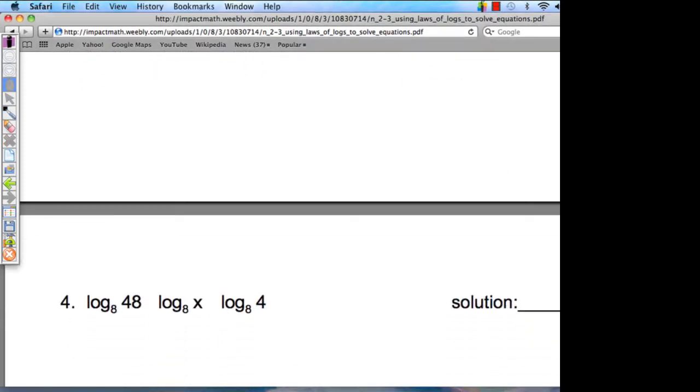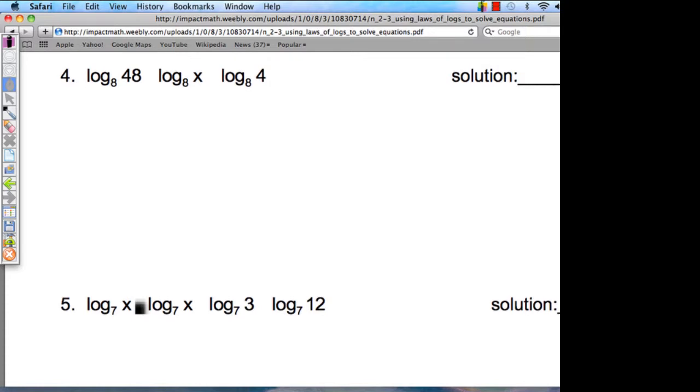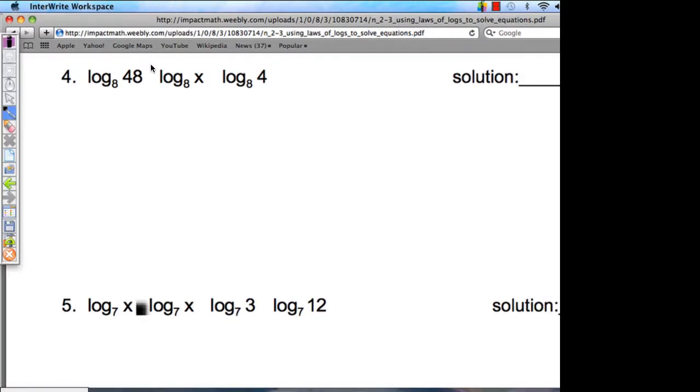Going on to the next examples. Again, we're missing a few signs here. They didn't come in when I saved it as a PDF. This should be a minus and this should be an equals.